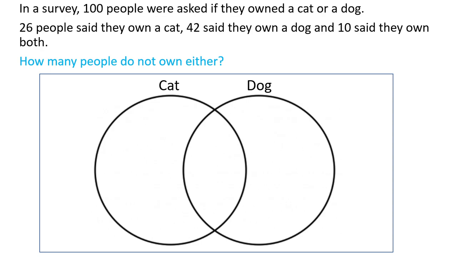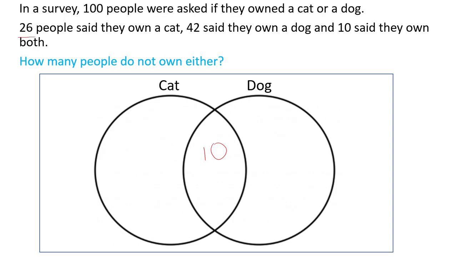Okay, so in a question like this, I think the best thing to do is start from the middle of the Venn diagram. And it says 10 people own both. So the first thing we're going to do is straight away write in 10 in the middle section. Okay, let's look at the part where it talks about the cat. So 26 people said they own a cat.